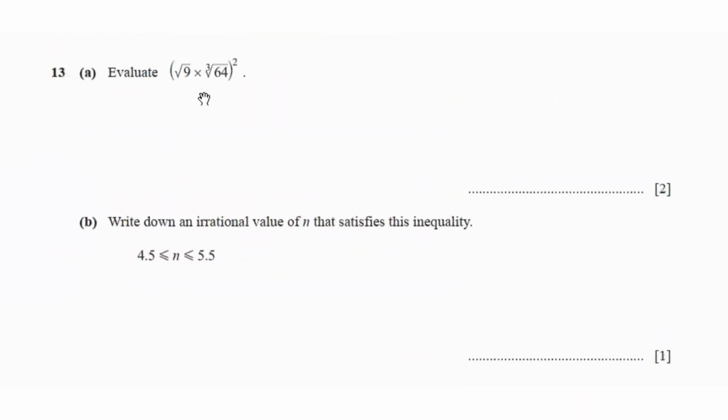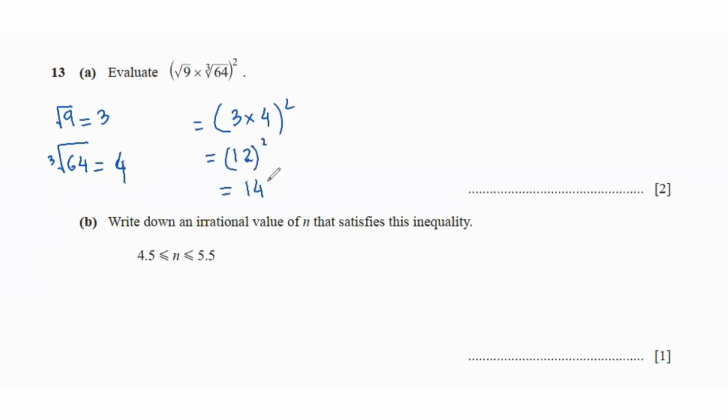Question 13 says, evaluate square root of 9 times cube root of 64 whole square. Square root of 9 is 3. Cube root of 64 is 4. So that's going to be 3 times 4 whole square, which is 12 whole square. And that's 144. Then in the next part it says, write down an irrational value of n that satisfies this inequality.